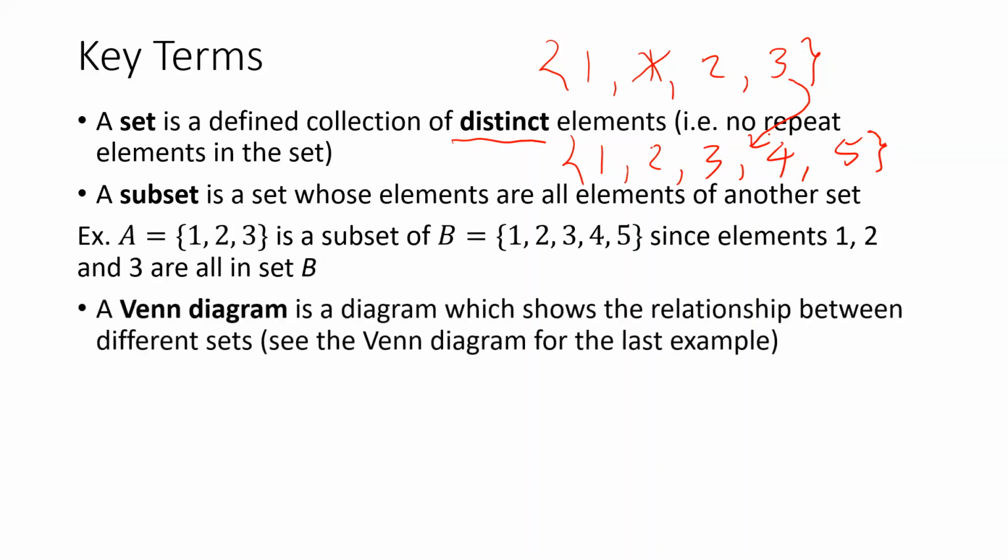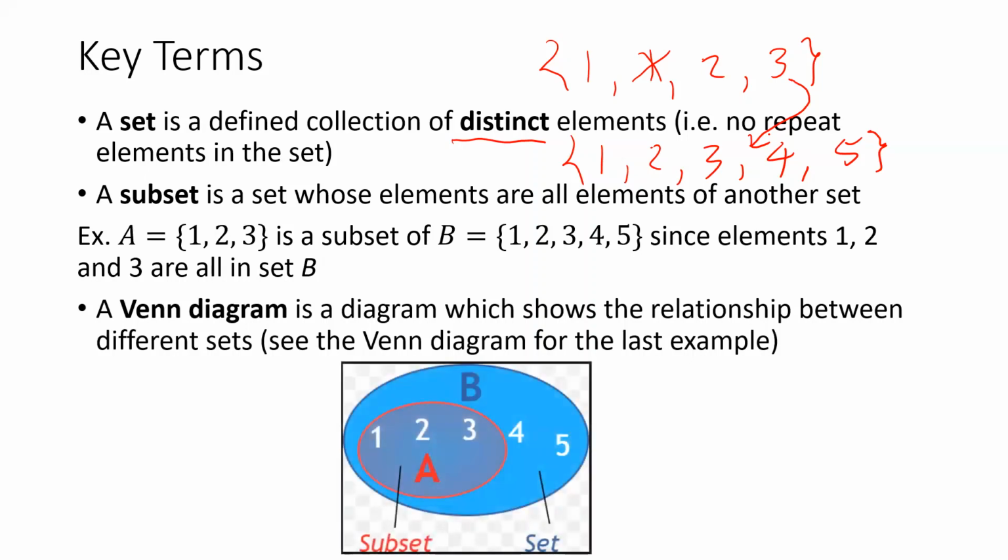The next keyword we're going to talk about is a Venn diagram, and some of you might have heard of Venn diagrams before. It's essentially a way to visually illustrate the relationship between different sets. This is something you might have even seen in science classes or social science classes. In a Venn diagram, you try to show how different elements might coexist within other sets. In this example, 1, 2, and 3 is a subset, which means that it's inside of the set B, which is over here. So we can see that A is basically a smaller part inside of B.